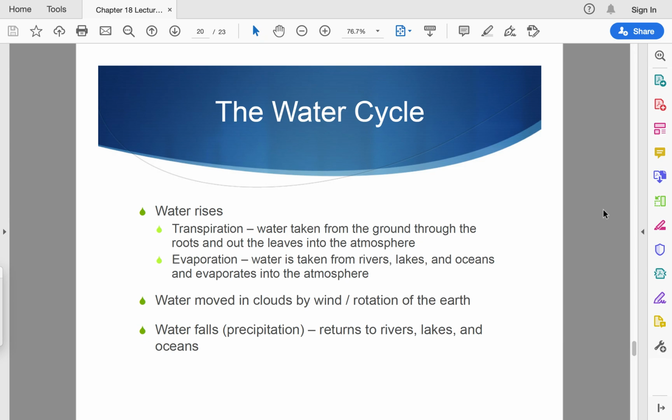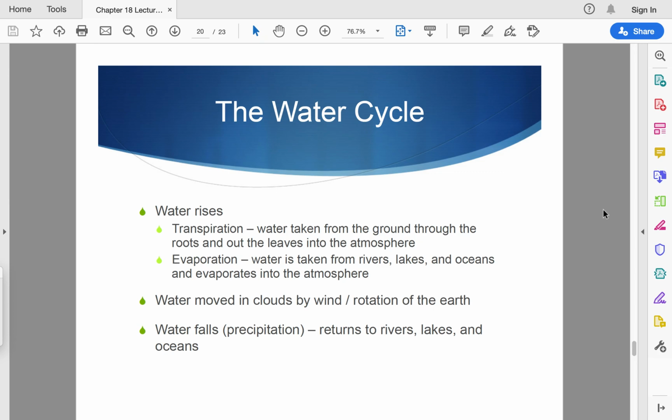Important to know the water cycle. Transpiration. We learned about transpiration cohesion theory, but transpiration happens as water is taken from the ground through the roots and out the leaves into the atmosphere. So the gases that are released through the stomata of the leaves go up into the atmosphere.